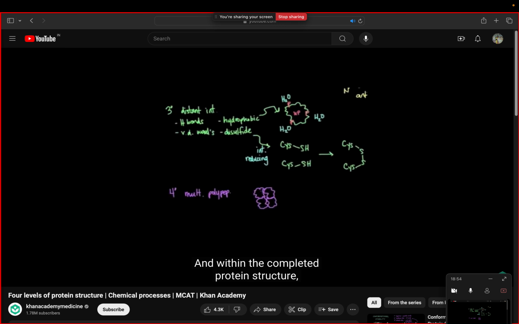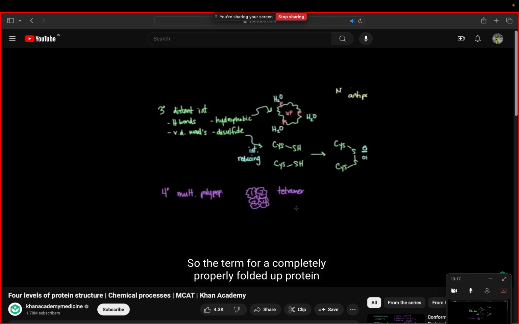Within the completed protein structure, each individual polypeptide is termed a subunit. Since this protein has four subunits, it is called a tetramer. If I were to have two subunits, it would be called a dimer, three would be called a trimer, and anything above four is called a multimer.